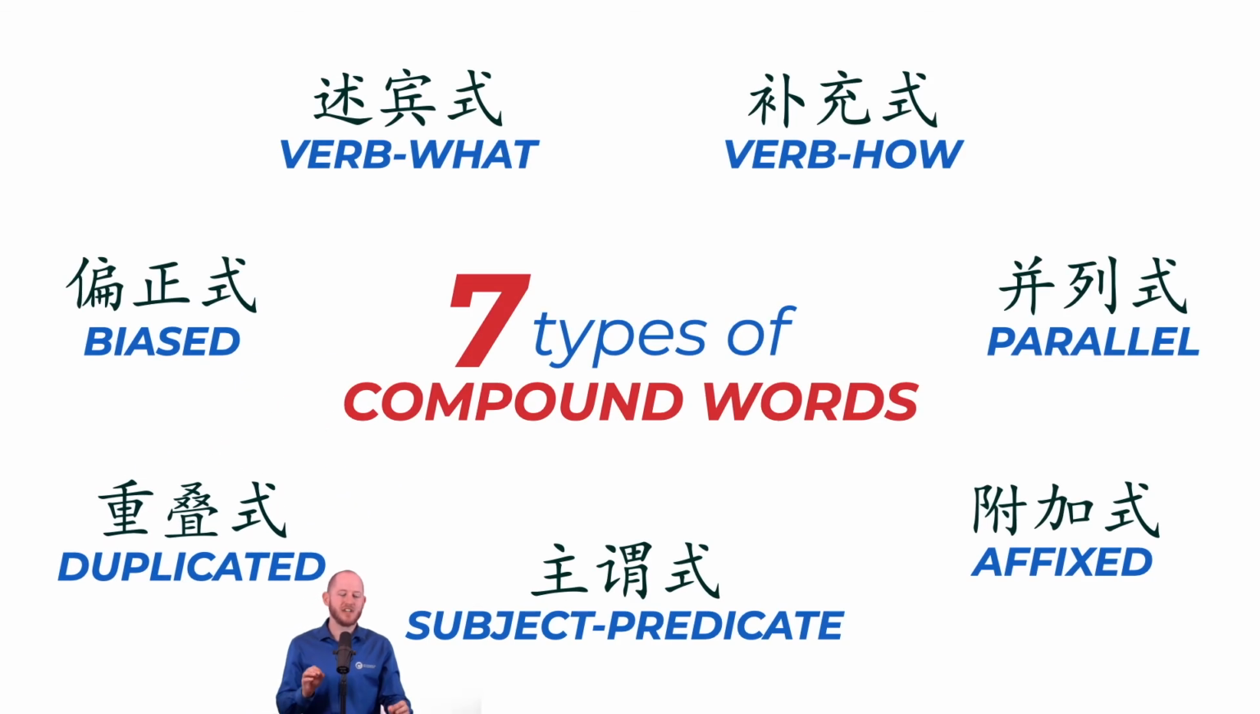So with that in mind, that finishes up our discussion of duplicated words. Come back to part 7 to talk about the subject-predicate words.